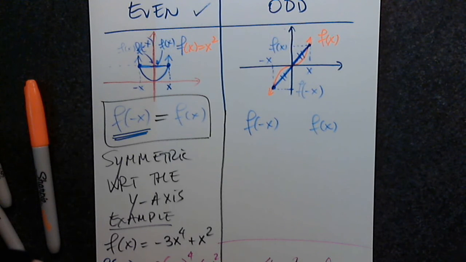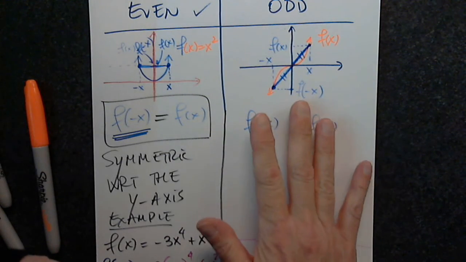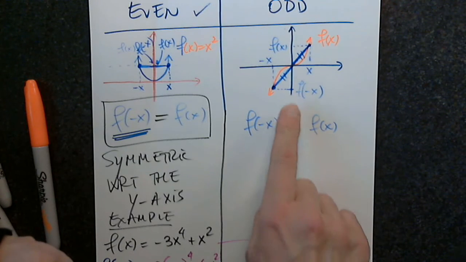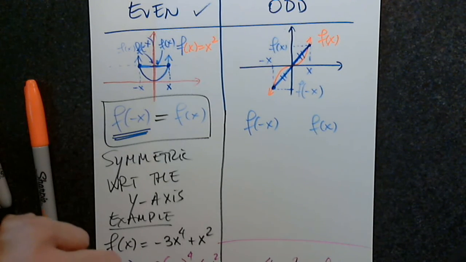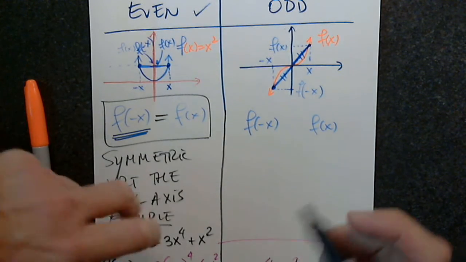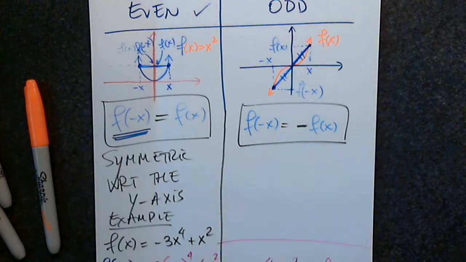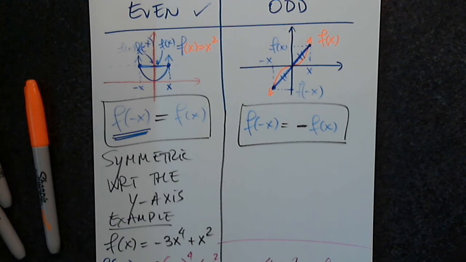Are they both positive? Are they both negative? From my graph, is f of x positive or negative? Perfect. Excellent. Is f of negative x positive or negative? So that's the relationship. One is the opposite of the other. They are the same, but opposite.